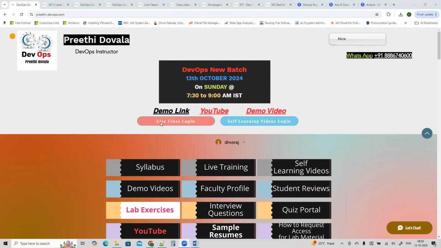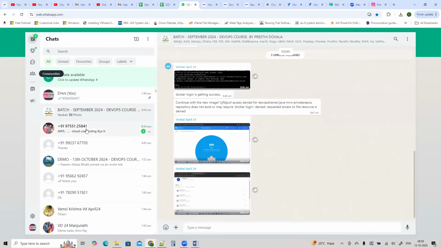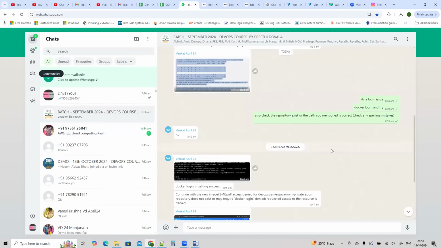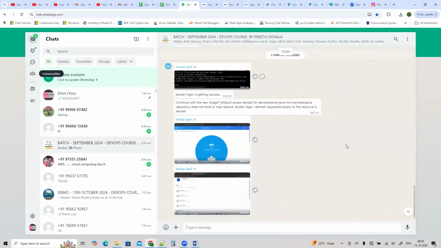After the registration, we will create a WhatsApp group for the students. Whatever issues they have, they can reach us like this. This is the WhatsApp group of September. While they're practicing their lab, they will share their queries, and we will respond and help them resolve those issues. Here it is all real-time scenarios. We are working on two applications, and on that we'll take all the scenario-based work, the continuous integration for each and every tool in DevOps.